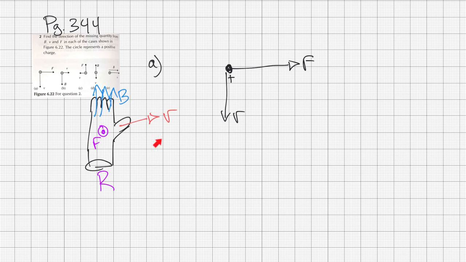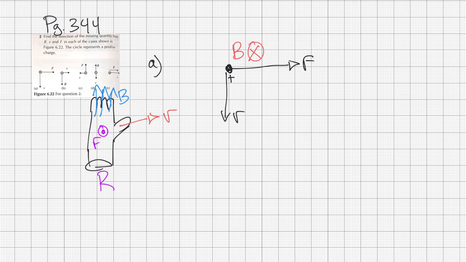So I'm using my right hand because this is a positive charge. For a negative charge, you'd either use your left hand with the same orientations, or just use the back of your hand for the force instead of the palm. All right, so for this, I'm going to have my thumb pointing toward the bottom of the page, my palm pointing to the right. And when I do that, my fingers are actually going to be pointing into the page. So the magnetic field is going to be into the page in this scenario.